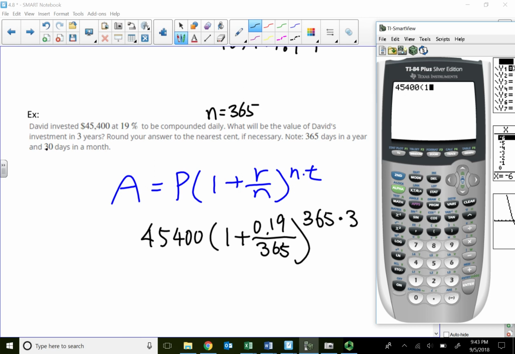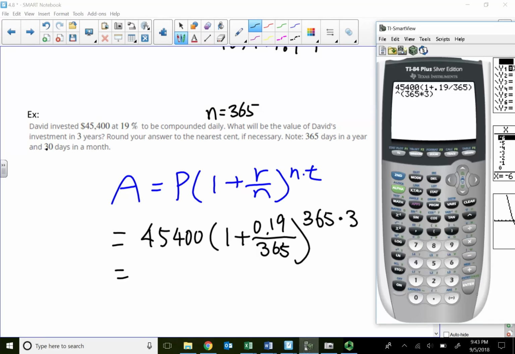45,400 times 1 plus 0.19 divided by 365, raised to the parenthesis, right? I'm going to let the calculator do this for me: 365 times 3. If you don't put this in the parenthesis, the whole answer will be off, because without parenthesis the calculator will only raise to the 365 power, and at the very end times 3. So that's actually incorrect.